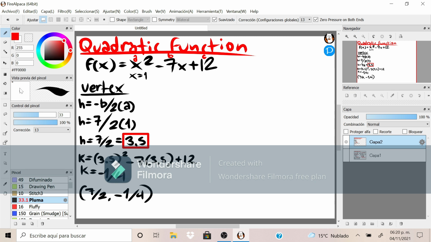Okay, so we already have the vertex. Hold on, my square is not perfect. It has to be perfect or I'll cry. But basically, we have the vertex.